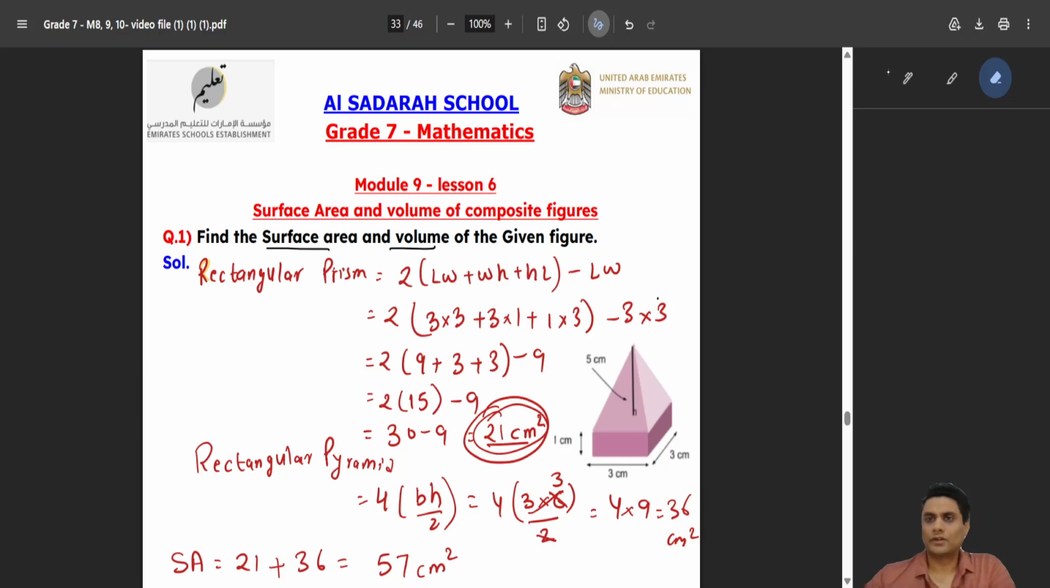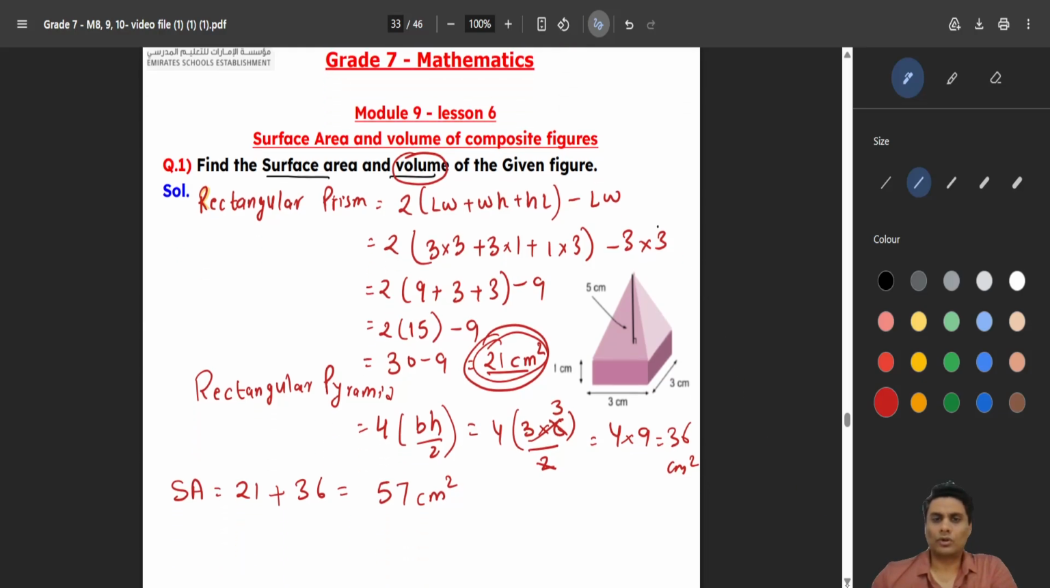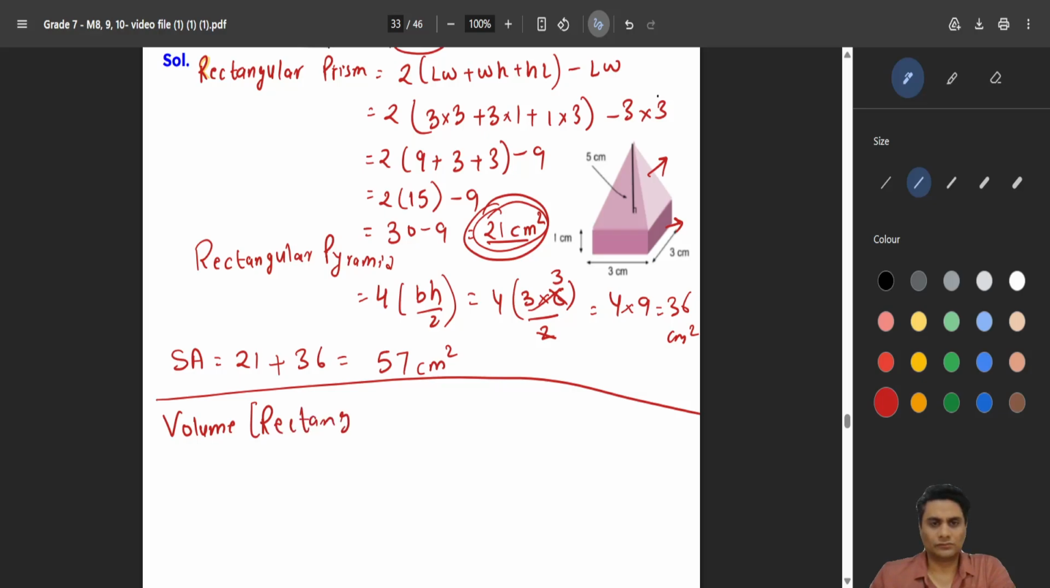This is done. Now we have to find the volume. For volume, it is simple. Find the volume of the rectangular pyramid, find the volume of the rectangular prism, and add them. So let's say the volume of the rectangular prism first. What was the formula? Length times width times height. Correct? Simple. For this rectangular prism at the bottom.